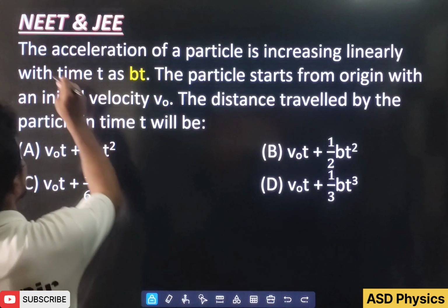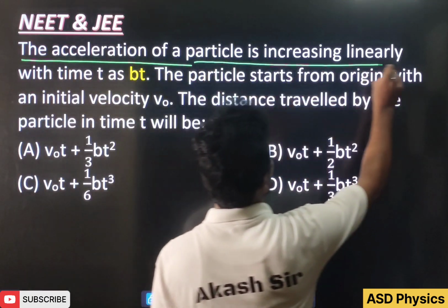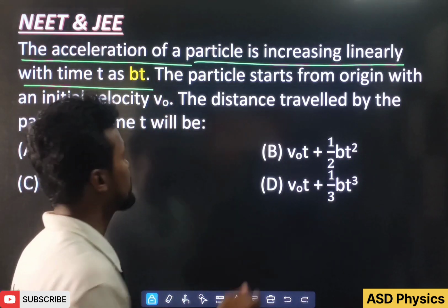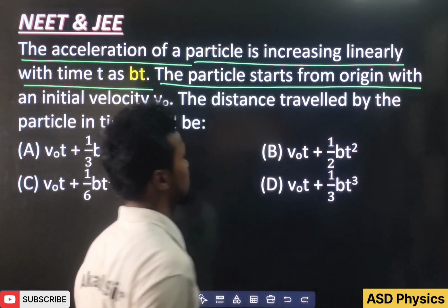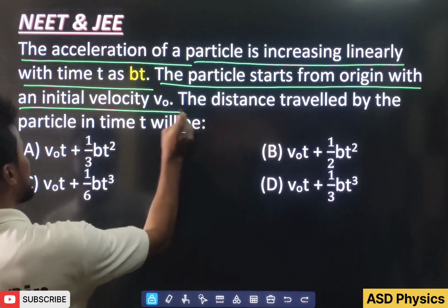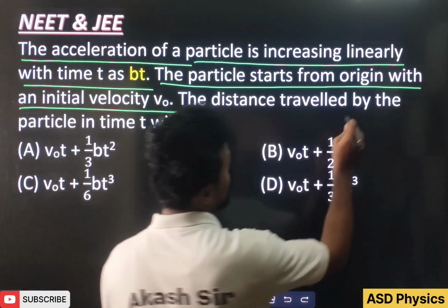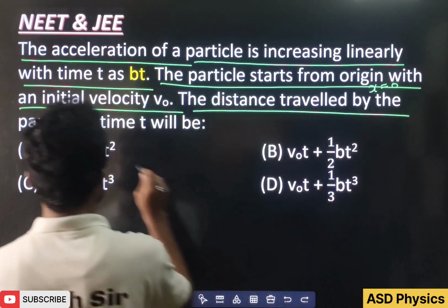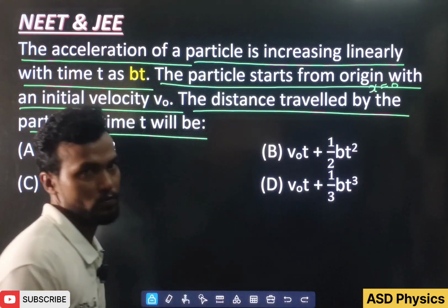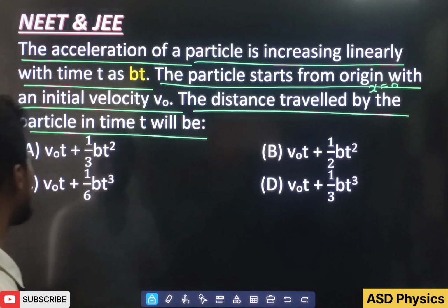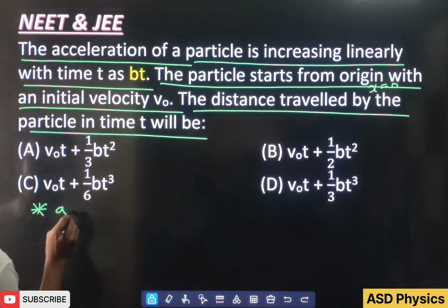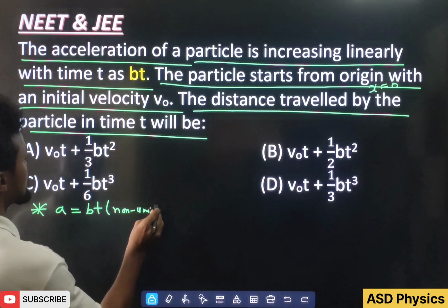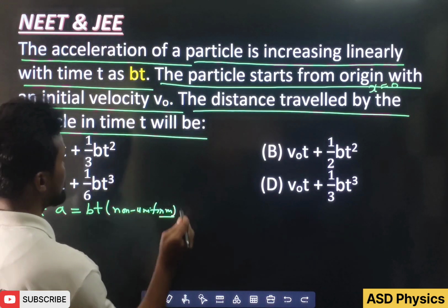The question is: the acceleration of a particle is increasing linearly with the time t as bt. The particle starts from origin with an initial velocity v0. It starts from origin, so x is 0. The distance traveled by the particle in time t will be how much? Now they are talking in terms of time. This acceleration is given as bt and this is non-uniform, so equations of motion will be invalid.